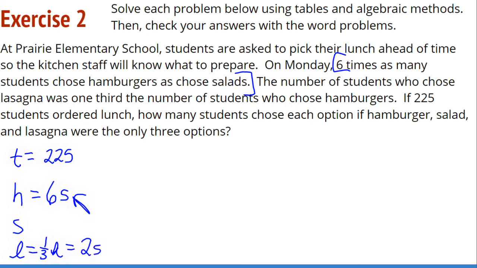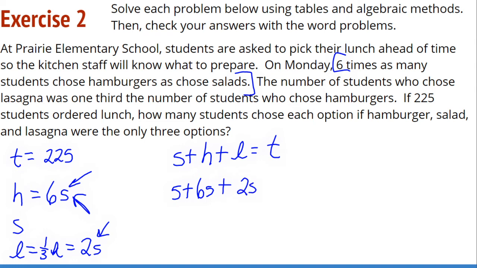So 2 salads. So my algebraic equation here is I'm going to have the salads plus the hamburgers plus the lasagnas, and they're going to be the total. But I'm going to substitute and replace. The salads plus 6 of the salads, because that's what we figured out the hamburgers are, plus the lasagna, which we figured out is 2 of the salads, and that is going to be altogether our total. So altogether I've got 1 plus 6 plus 2, which is going to give me 9 of the salads is equal to the total, or 9 of the salads is equal to 225.